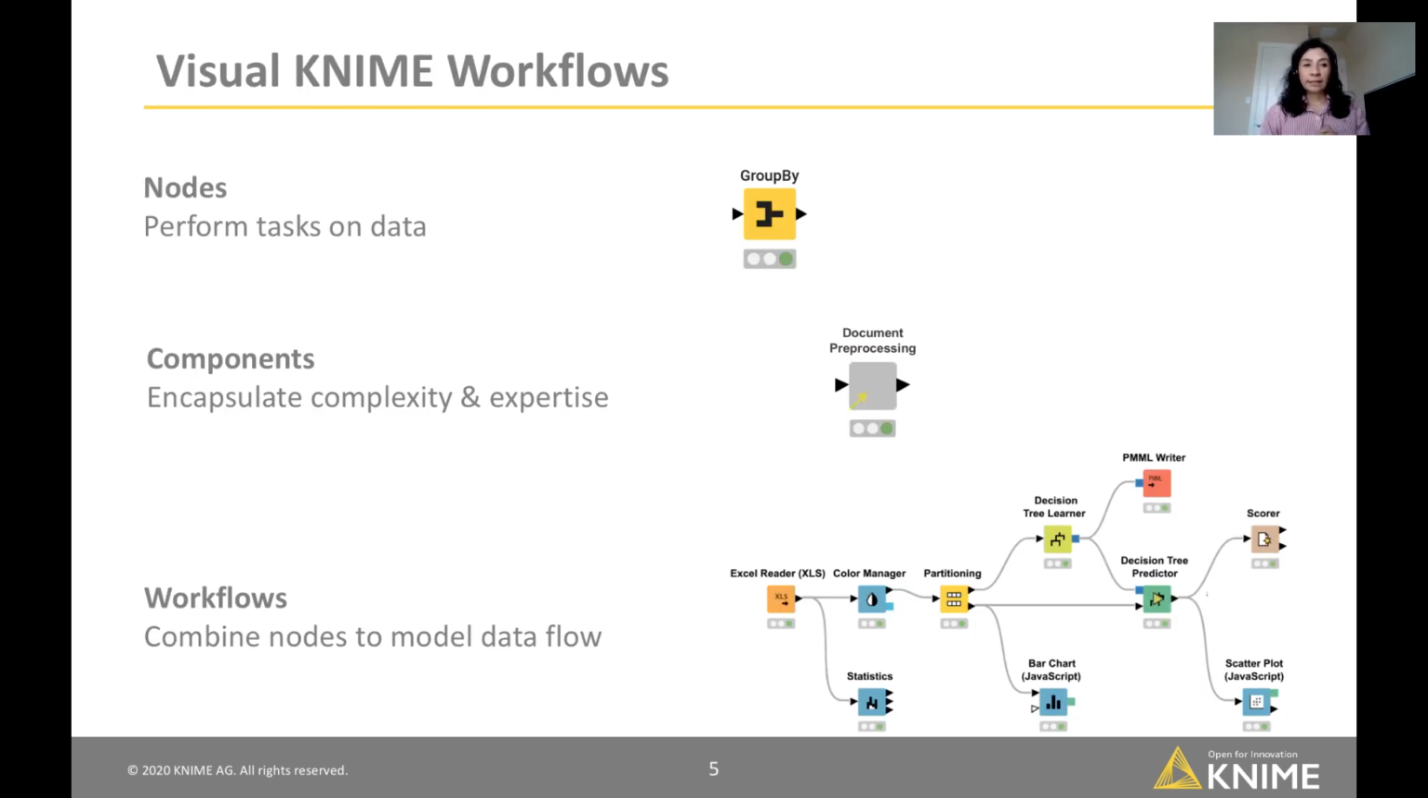Let's go through a few concepts. We have what we call nodes. Nodes perform tasks on data. So for example, group by, join two sources, connect to a data source. So a single task. Then components are a group of nodes that perform additional functionality. They encapsulate complexity and expertise. The goal is to create a workflow, so combining these nodes and components to create a data flow. So the way from reading your data, manipulating it, creating a model, scoring it, for example.